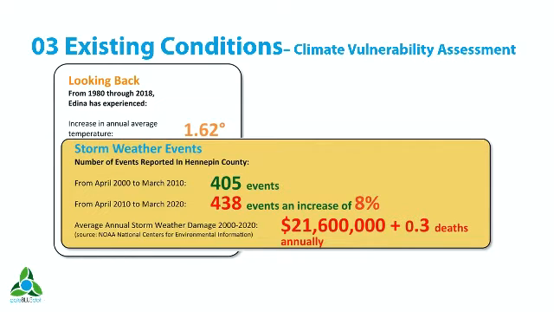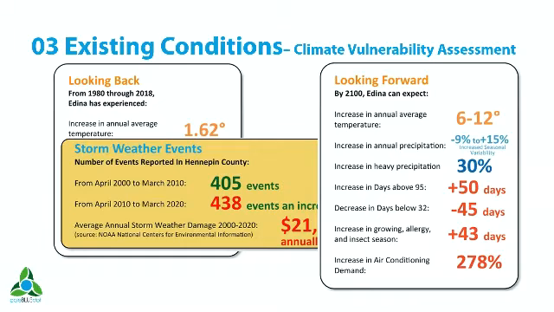From 2000 to 2010, there were about 405 storm events. From 2010 to 2020, there was an increase of storm events by about 8%. So we have seen an increase in storm events. As we look forward, I'm sorry, this slide also, the name is not edited properly. The numbers are correct though.